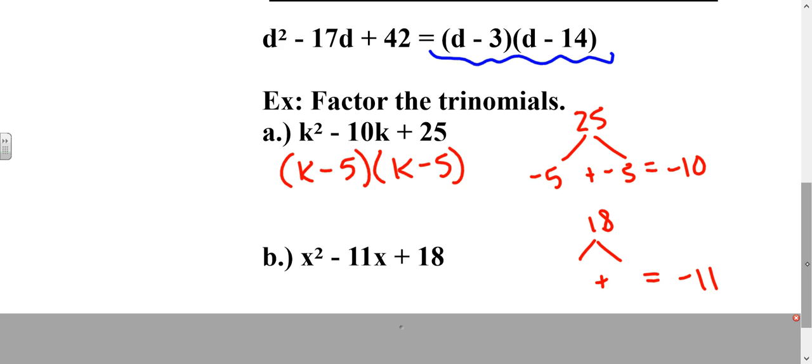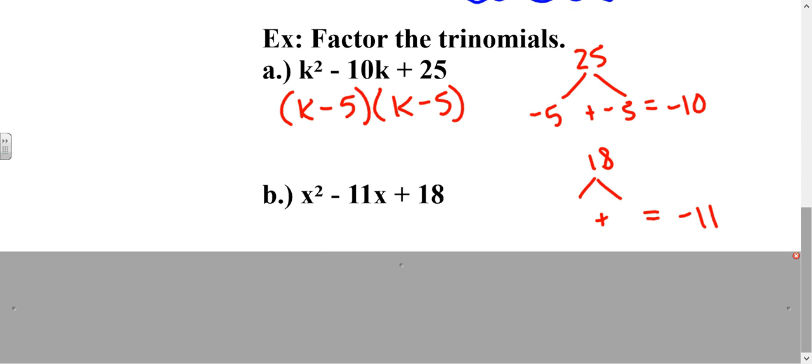So let's see, what multiplies to be 18? I could have negative 1 and negative 18, but that wouldn't work. Negative 2 and negative 9. There we go. So we have x minus 2 and x minus 9.